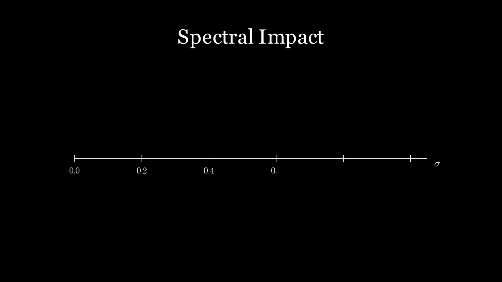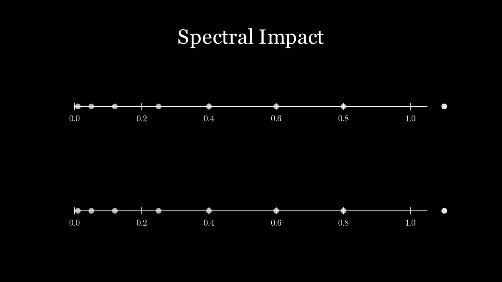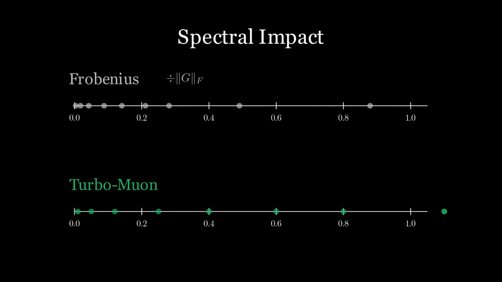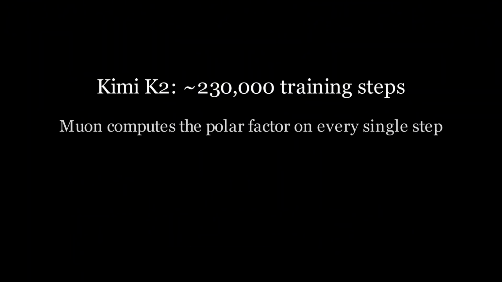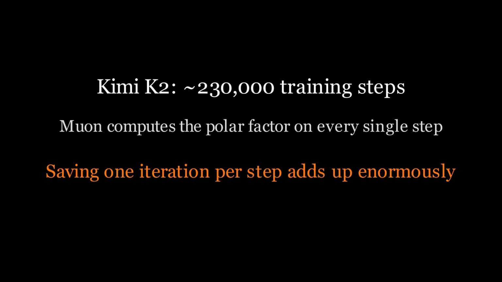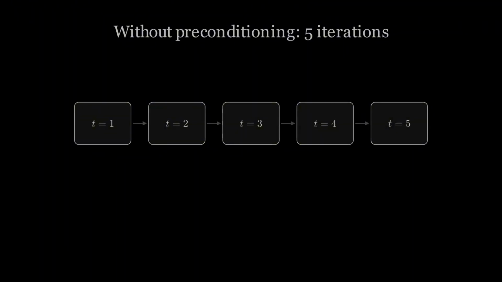Now empirically, this often lets you drop one polynomial iteration, for example from 5 steps down to 4, while keeping similar quality. For reference, the Kimi K2 model used around 230,000 training steps, and Muon approximates the polar factor on every single training step, so that's quite a lot of gains.